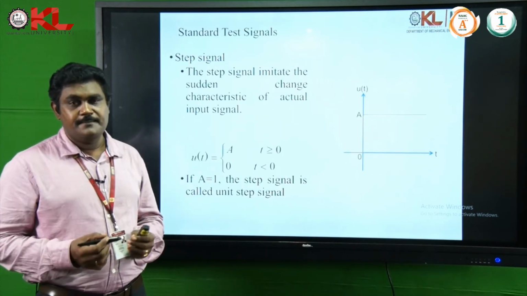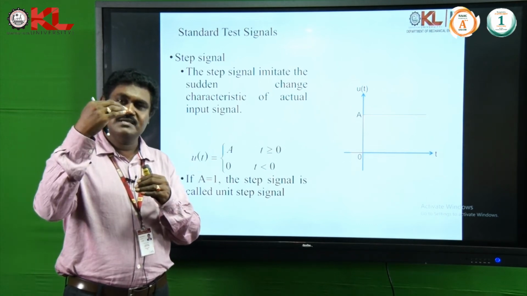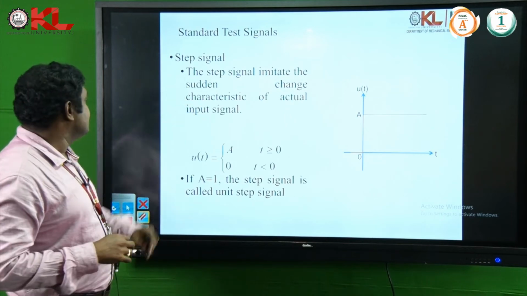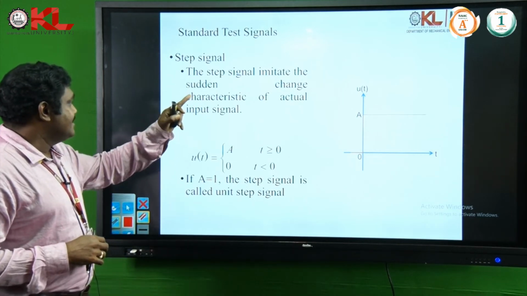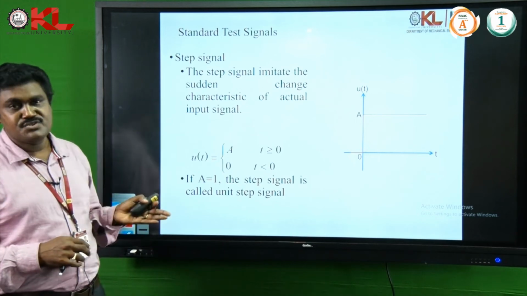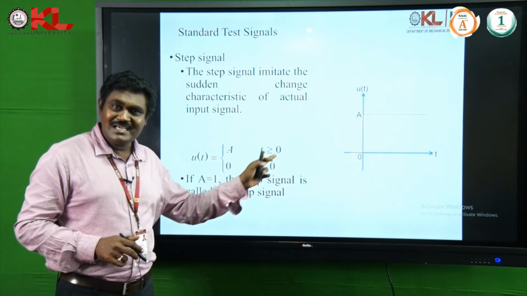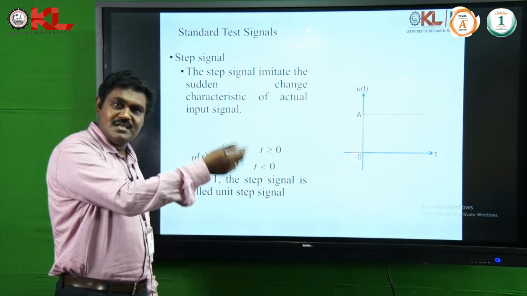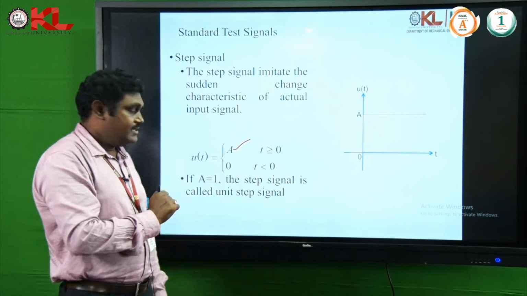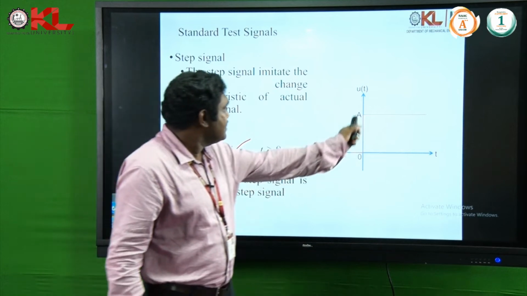Next, the step signal. Instead of a sudden shock, it is a step: the amplitude suddenly increases to some value and maintains that magnitude. That is called a step signal. The step signal imitates the sudden change characteristic of an actual input signal. So, u of t is equal to A at t greater than or equal to 0, so it always has this value A. And at t less than 0, it is 0, which is represented in this graph.